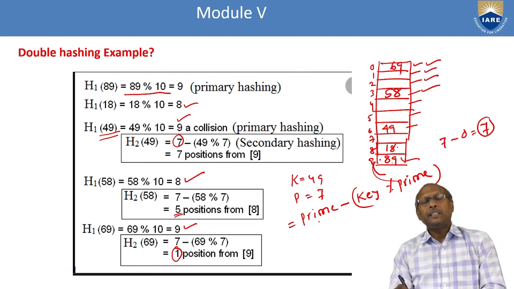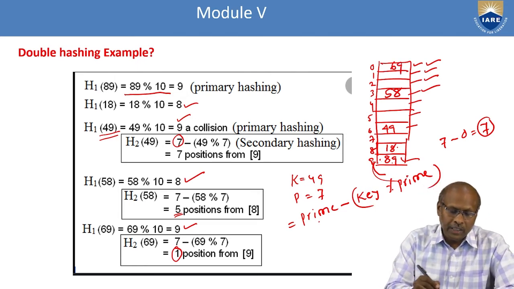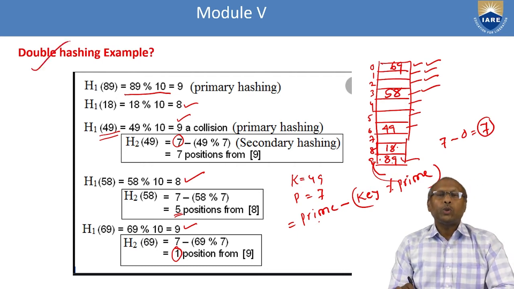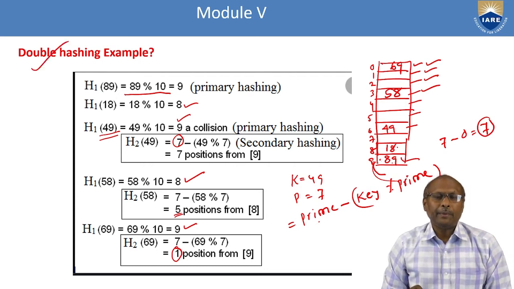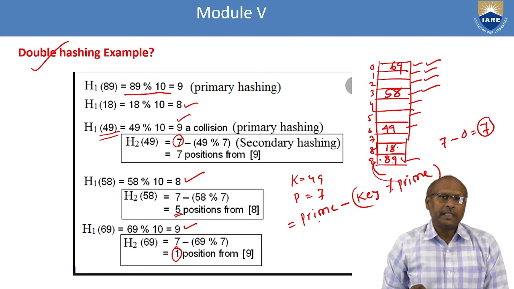So that means in this way you can resolve the collision with the help of double hashing. Most of the time they will ask, explain double hashing with an example. Then you should explain this.